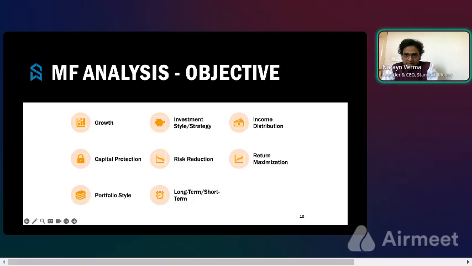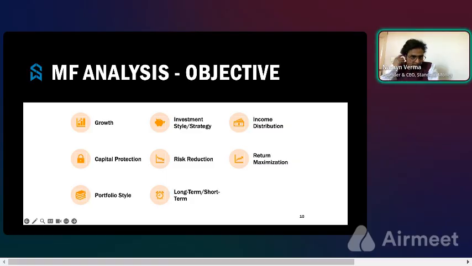Income distribution funds, you can consider them, mathematically, less risky. If you are investing the income that these funds are generating for you, you can invest that income in lower risk assets like bank FDs or debt funds. So automatically your overall portfolio risk gets reduced.